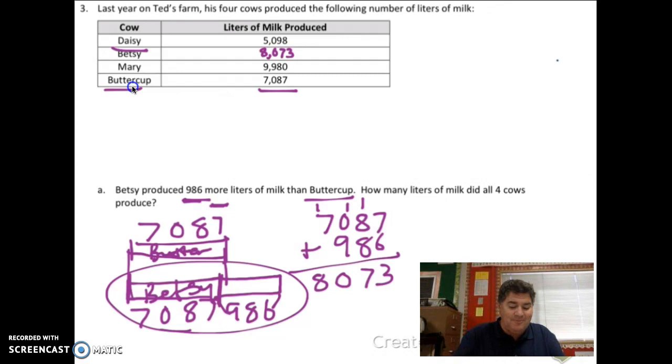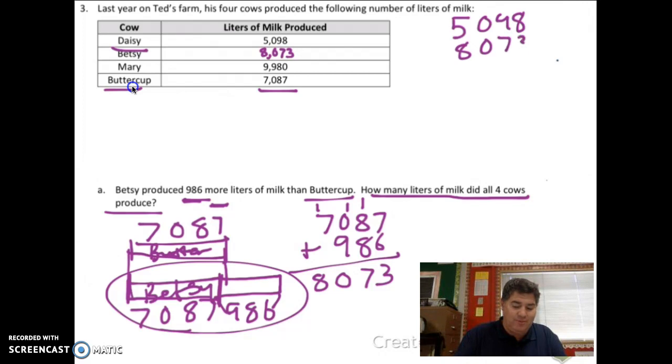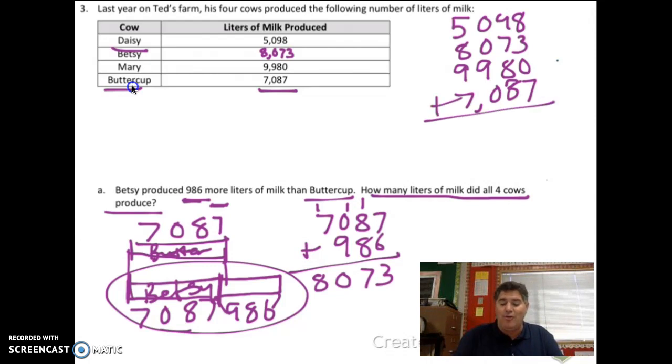Now what it's asking is, how many liters of milk did all 4 cows produce? Well, let's just add those together. And we got some space right up here. Let's just do it right here. 5,098 plus 8,073 plus 9,980 plus 7,087. And we can add all those together.